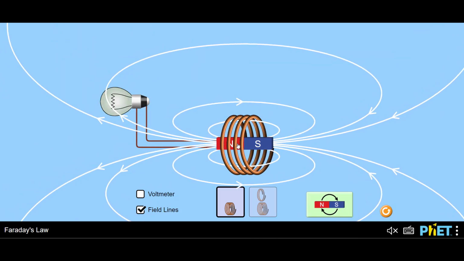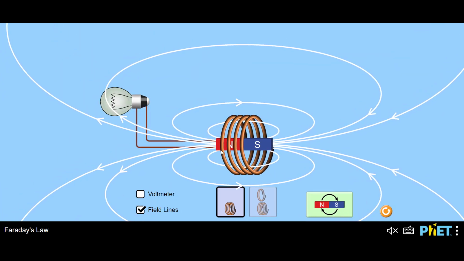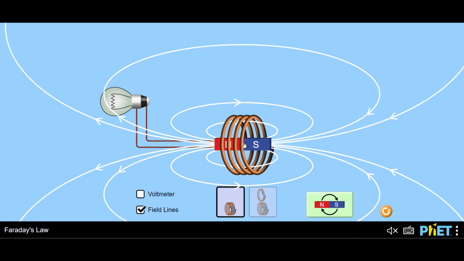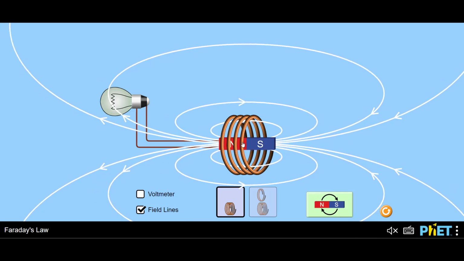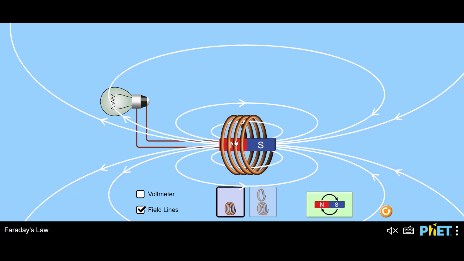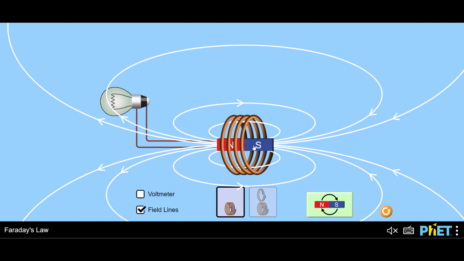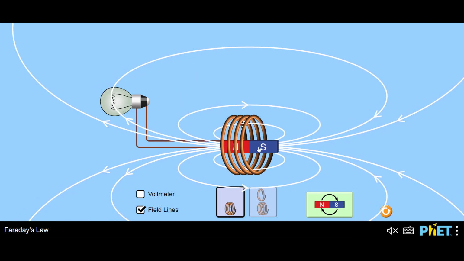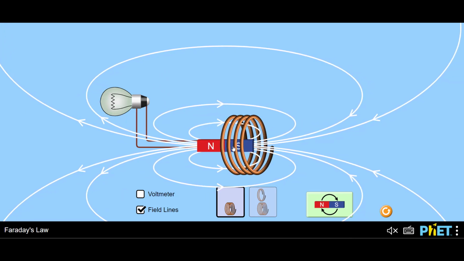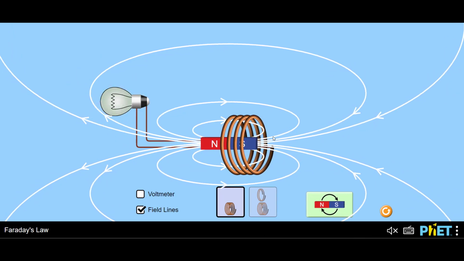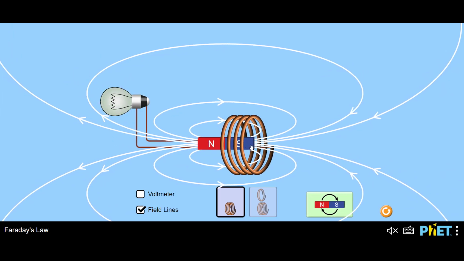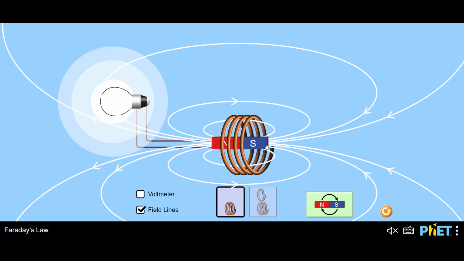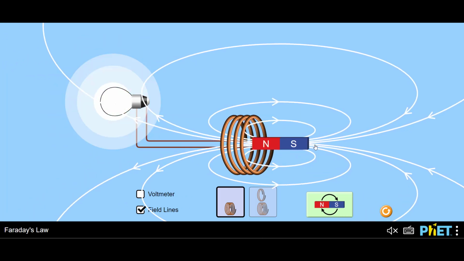But at a certain moment right here, imagine 2 lines passing through the solenoid. So if I move it like this, actually the flux isn't changing because the amount of lines passing through the solenoid is not changing. So as you can see, there is no electricity production right now. But as soon as I pass it through the other side of the solenoid, look here, new lines at this moment are passing through the solenoid and we are producing electricity.